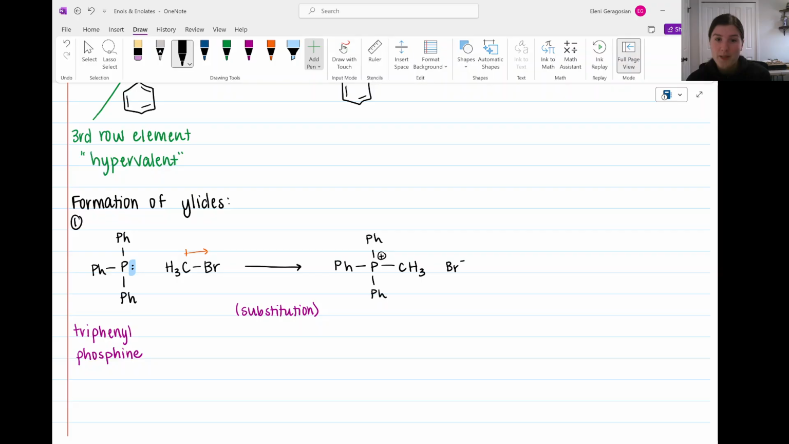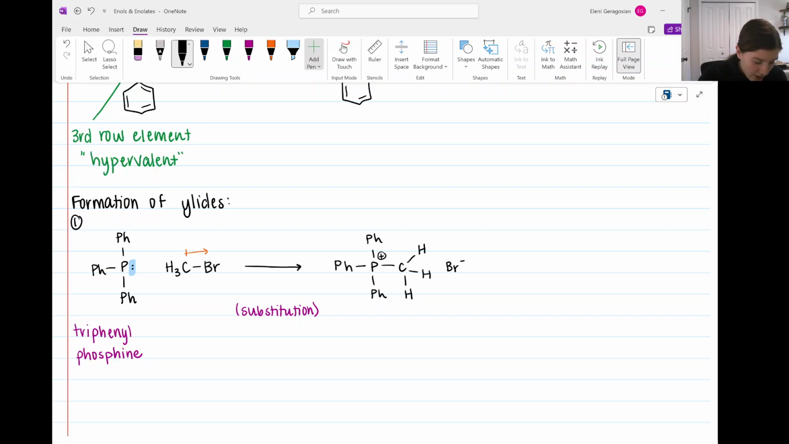Here we have not formed the ylide yet. We are almost there. We need to remove a hydrogen from the CH3 group. If we draw out the bonds, we currently have 3 carbon and hydrogen bonds. We need to remove one of these hydrogens. That means we need a strong base.